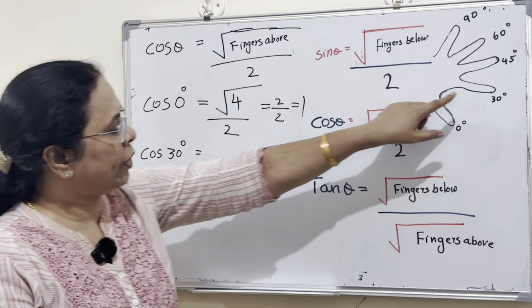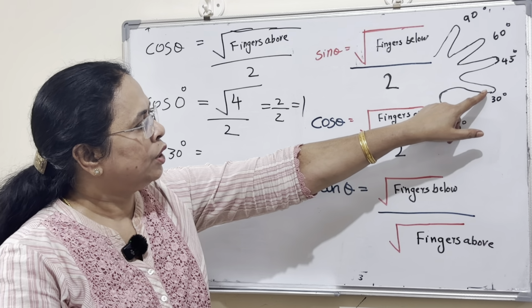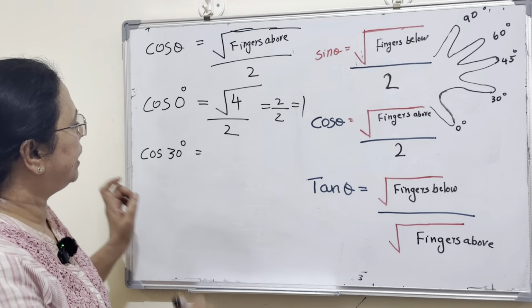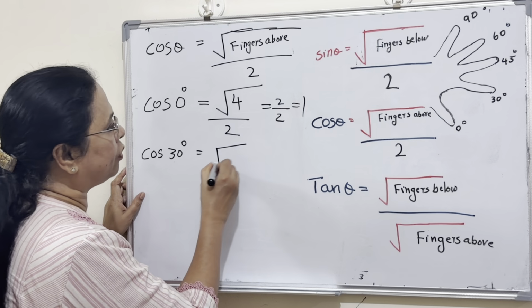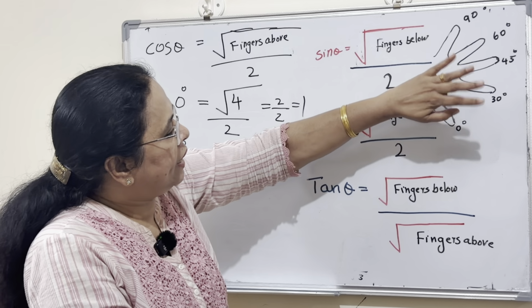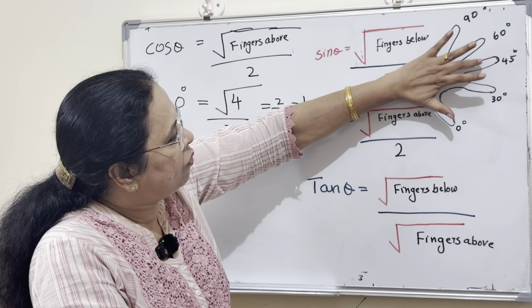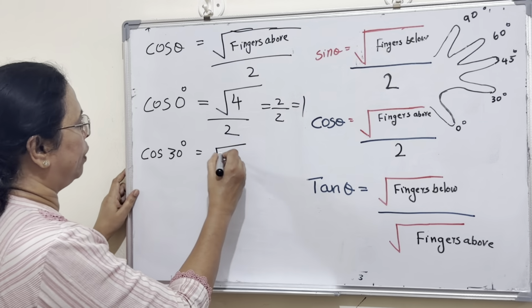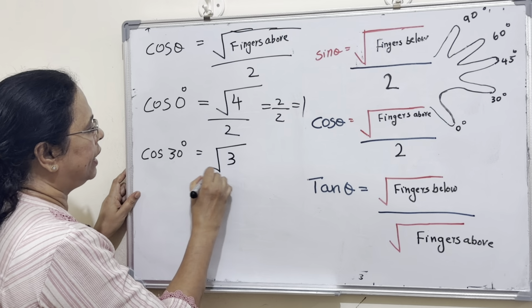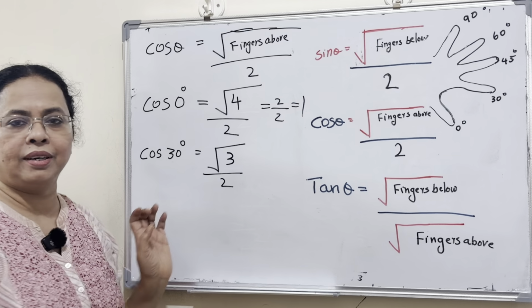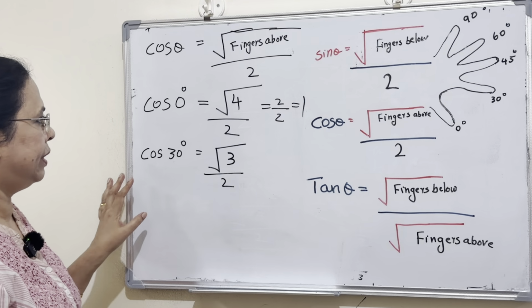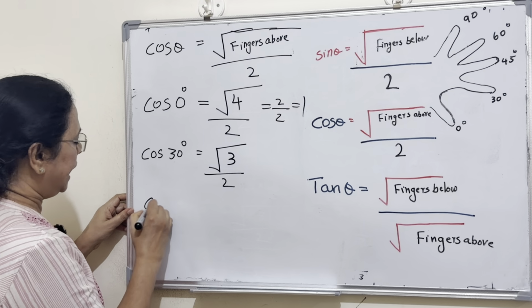So this is our reference angle, 30 degree, right? So this is fingers above, I have to check. How many fingers are above this 30 degree? This is our forefinger, right? 1, 2, 3. 3 fingers are above. So make it 3 divided by 2. This is cos 30. Cosine of angle 30 is how much? Root 3 by 2.